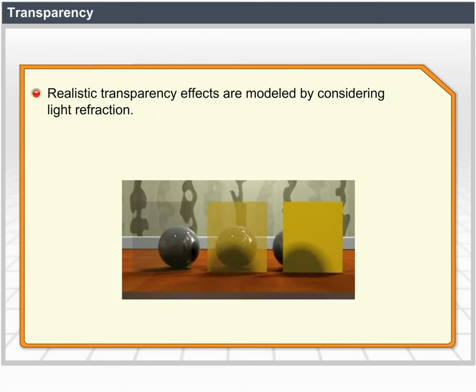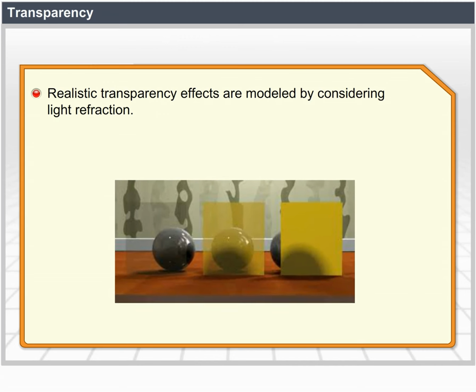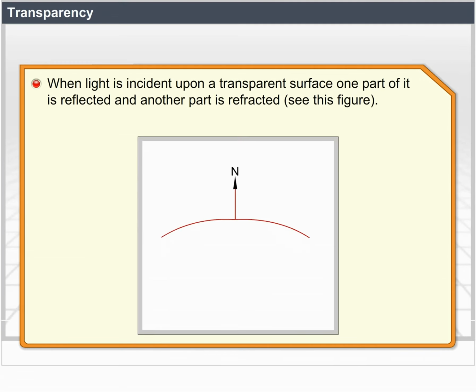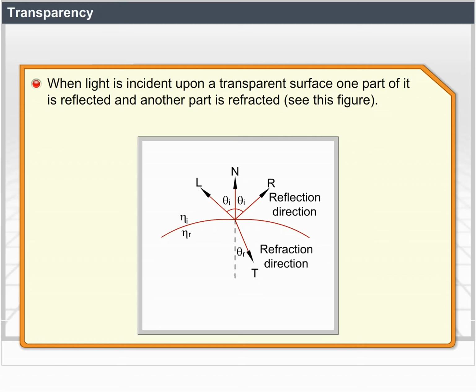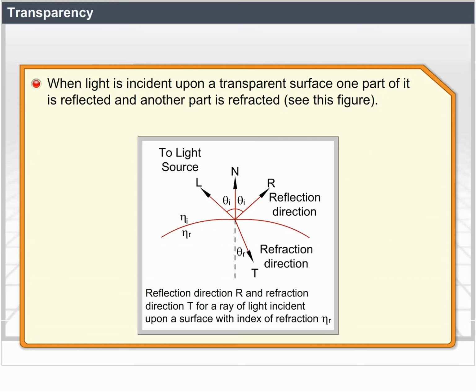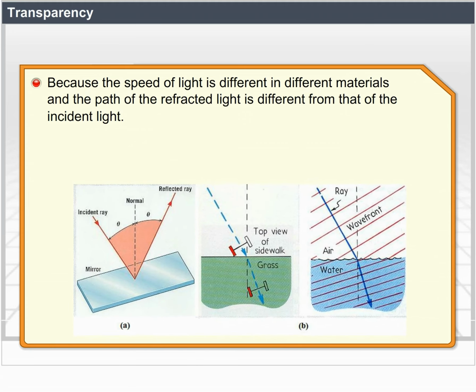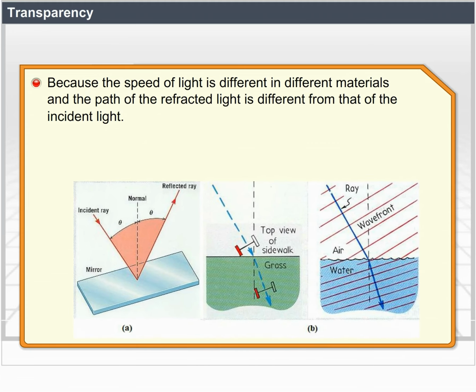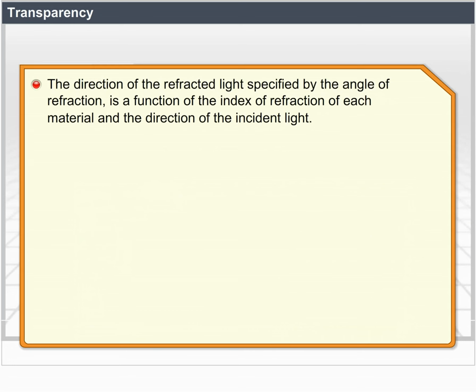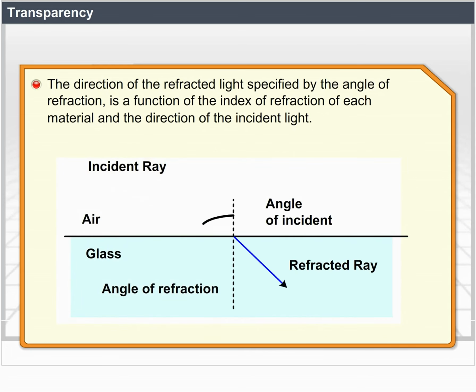When light is incident upon a transparent surface, part of it is reflected and part is refracted. Reflection direction R and refraction direction T for a ray of light incident upon a surface with index of refraction. Because the speed of light is different in different materials, the path of the refracted light is different from that of the incident light. The direction of the refracted light, specified by the angle of refraction, is a function of the index of refraction of each material and the direction of the incident light.